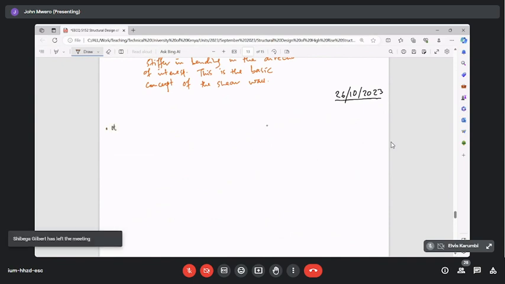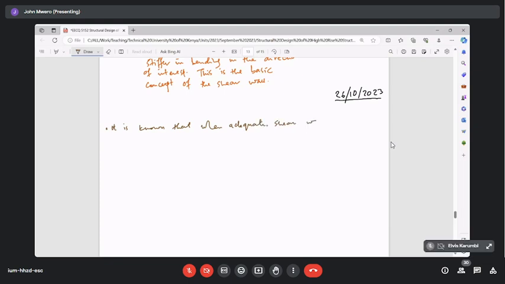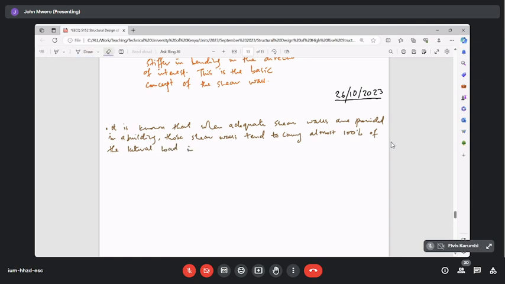It is known that when adequate shear walls are provided in a building, those shear walls tend to carry almost 100% of the lateral load of the building.